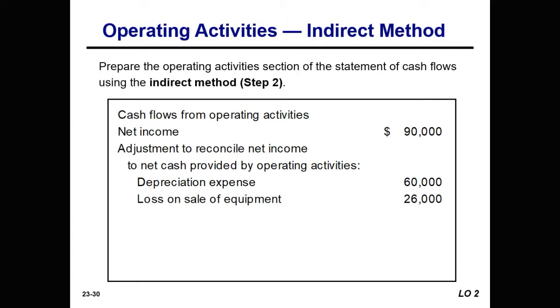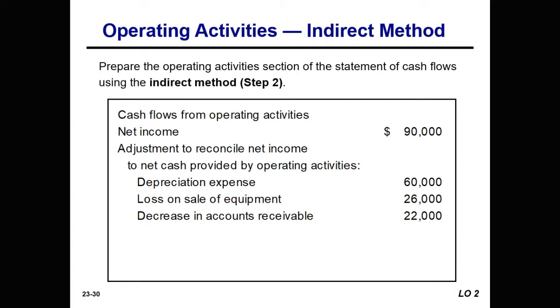There was a loss on a sale of equipment. A loss does not actually represent the amount of cash that was received or given up. It represents the difference between the amount of consideration received and the book value. It is also not an operating activity because it's on equipment, which is a long-term asset. So we need to remove the effect of the loss on the sale of equipment and add it back to net income.